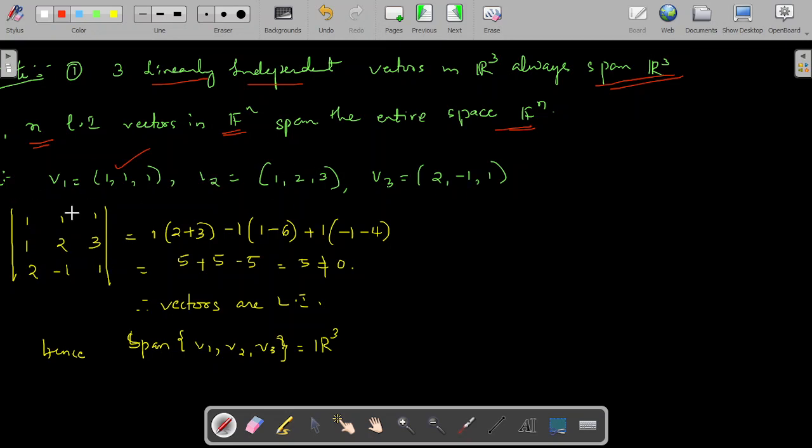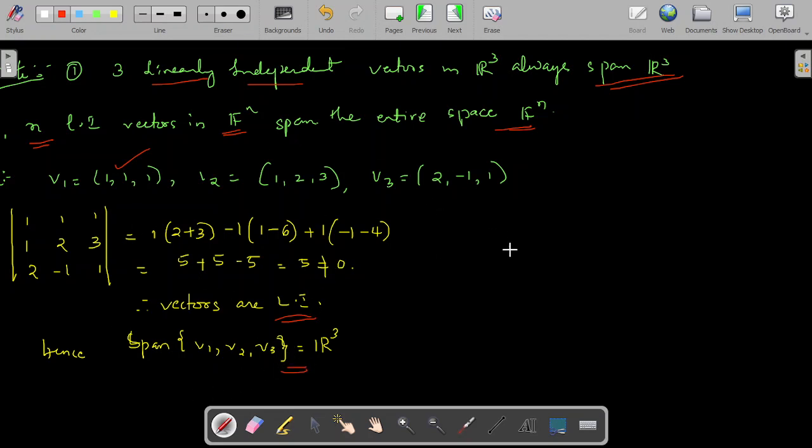Write the given vectors as the rows of a matrix. Find its determinant. We got a non-zero determinant here. Therefore, the vectors are linearly independent. Now, as you got the fact that these vectors are linearly independent, you can skip the procedure to check whether they span the whole space or not. That is because any three linearly independent vectors of R cube always span the whole space R cube.